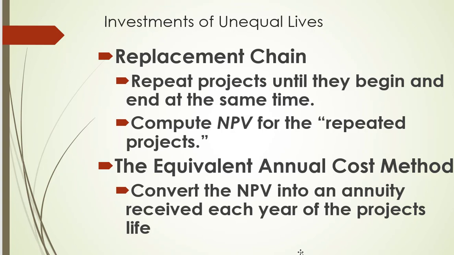We can use what's referred to as a replacement chain analysis, where essentially we repeat these projects until they begin and end at the same time. We're then going to compute the net present value utilizing all of these repeated projects. So we're going to find the present value of those repeated projects and sum those all together. The equivalent annual cost method converts the net present value into an annuity-based benefit. So we look at the project and say, well, what is this project on average? What is it going to contribute per year to the company? Of course, we're going to accept those projects that provide the greatest benefit to the company.